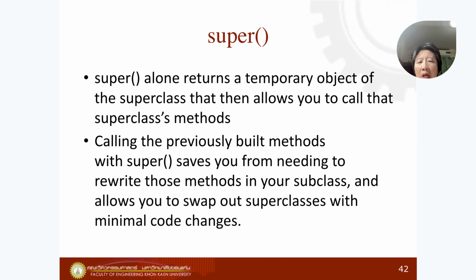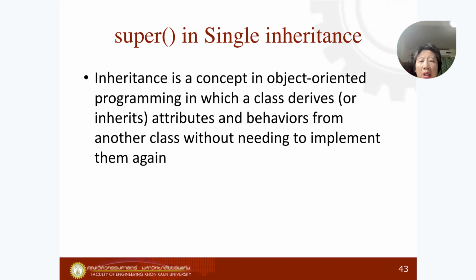Here, super alone returns a temporary object of the superclass and then allows you to call the superclass method. Calling the previously built method with super saves you from needing to rewrite those methods in your subclass and allows you to swap out the superclass with minimal code change. Inheritance is a concept in object-oriented programming in which a class derives attributes and behavior from another class without needing to implement the code in the superclass again.